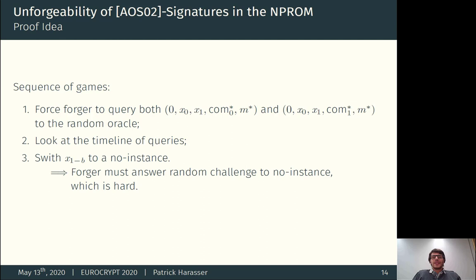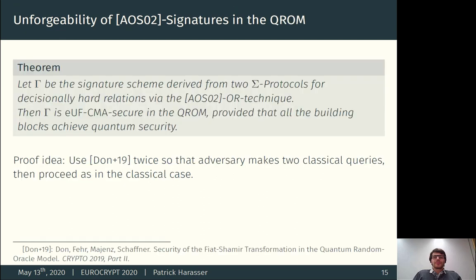And at present, these questions seem to be difficult to answer, since all techniques that we currently know of in the QROM use some form of programmability. But still, we thought it would be worth investigating if sequential OR signature schemes are secure in the plain QROM, at least. And the final result in our work is to show that this is true.